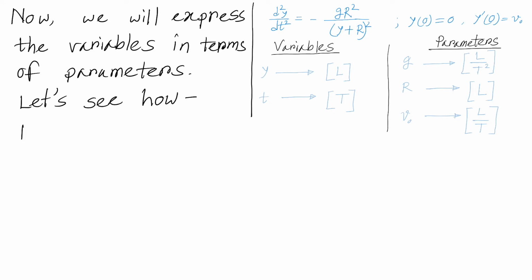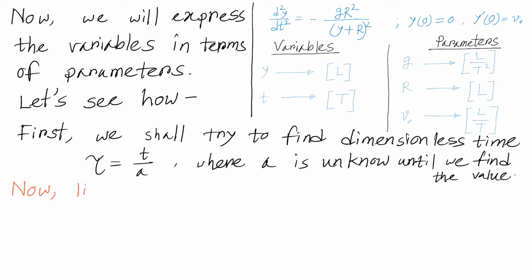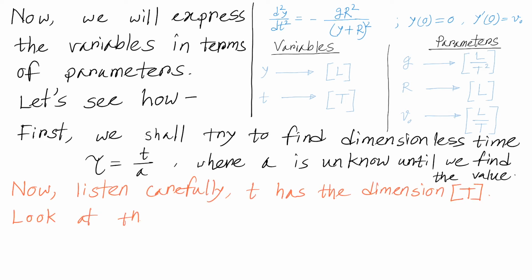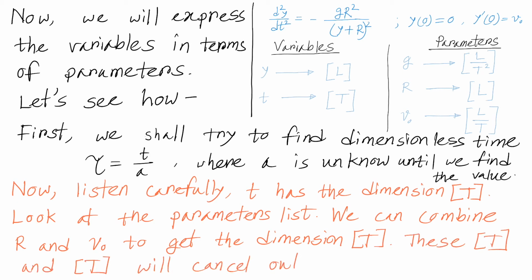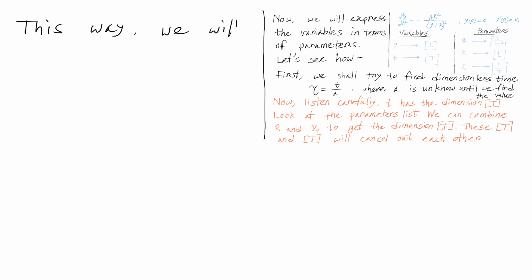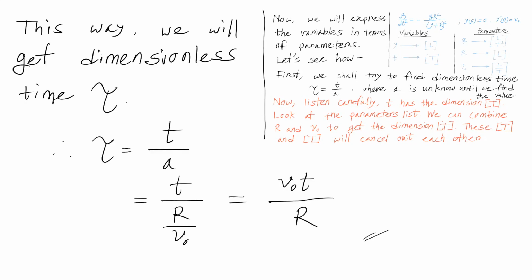Let's see how. First, dimensionless time. Tau equals t divided by a, where a is an unknown until we find the value. Now listen carefully. Small letter t has the dimension t. Look at the parameters list. We can combine r and v0 to get the dimension t. This t and t will cancel out each other. In this way, we will get dimensionless time tau. Tau equals t divided by r over v0 equals v0 into t divided by r.